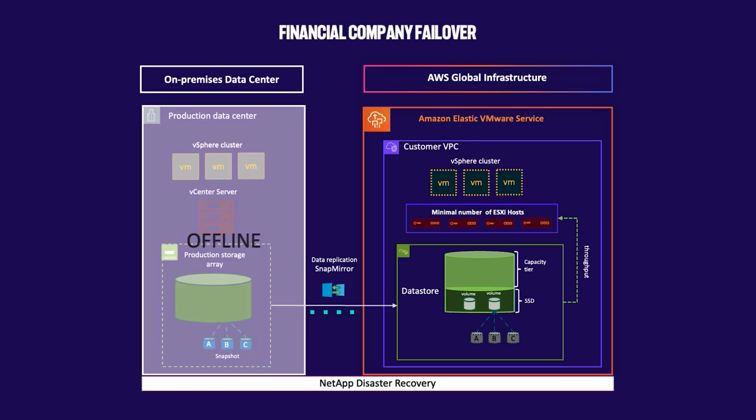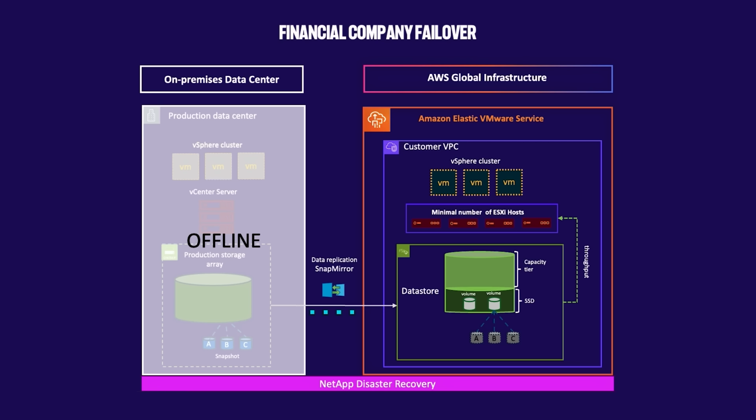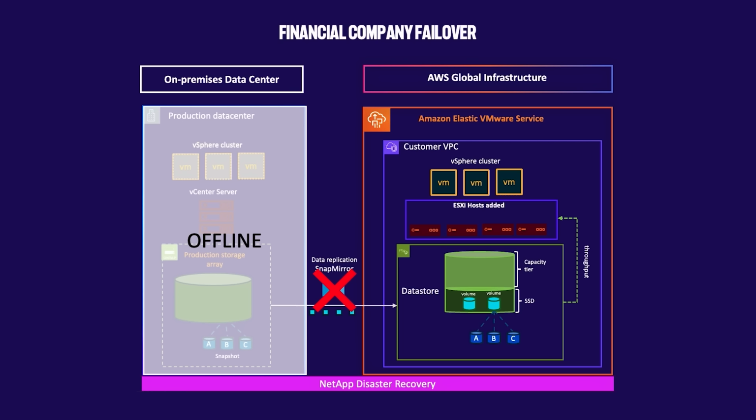When a disaster occurs, a single click in the NetApp Disaster Recovery Console triggers a seamless failover. SnapMirror relationship breaks, and the selected snapshot instantly becomes read-write. Volumes are enabled, VMs are registered with vCenter and powered on in the right sequence. The Amazon EBS cluster expands, adding ESXi hosts to handle the production workload. FSx for ONTAP is reconfigured to meet production demands.